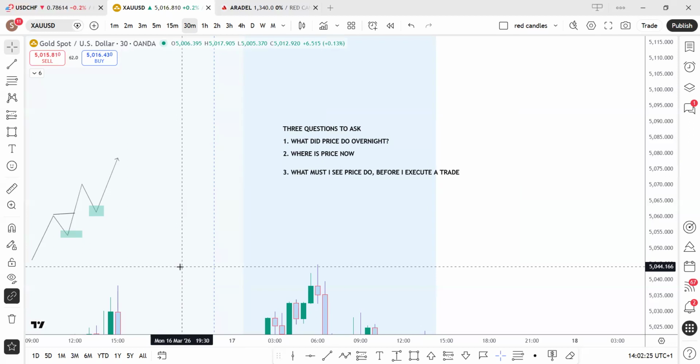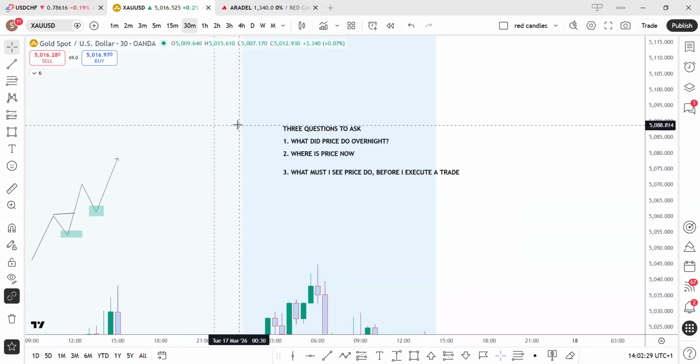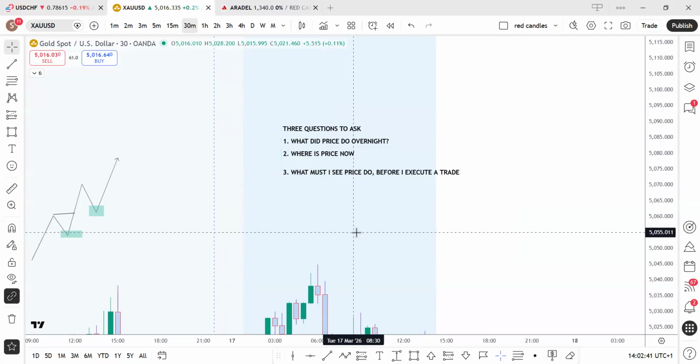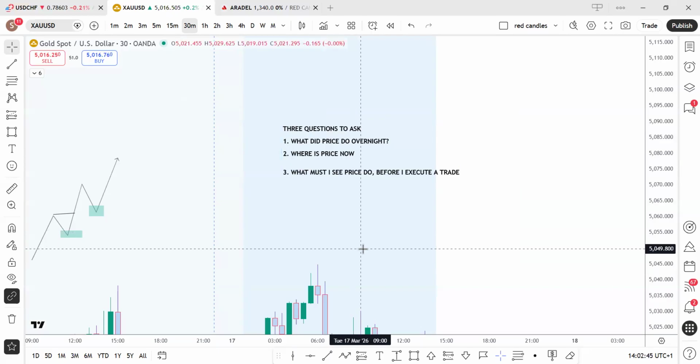Then we also note, where is price right now? That's the next question, okay? And then the third question, which is equally important, is what must I see price do before I execute a trade? You should be able to answer that for yourself. What are you looking for in the market, right? So that you're not just trading randomly. You're not just placing trades anyhow. Rather, you have a process that you're following.